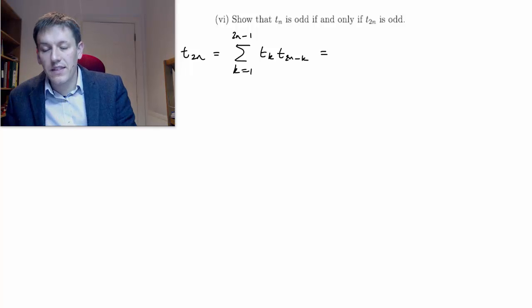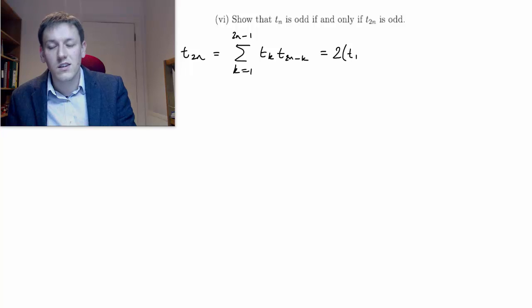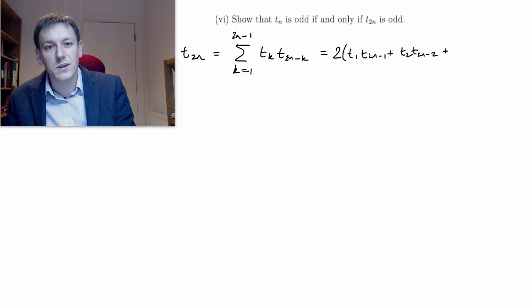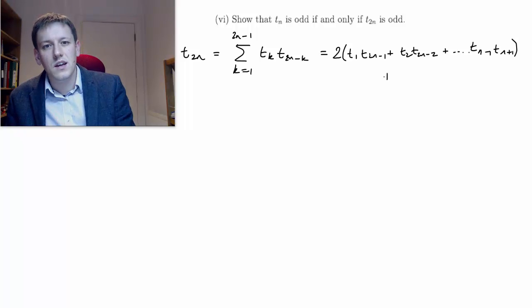And now by what we've noticed before, this is two lots of t1 times t(2n minus 1) plus t2 times t(2n minus 2), etc. So it's 2 times all of these, and the last one of this type, if you think about it, would be t(n minus 1) times t(n plus 1). We haven't quite got to half of 2n, which is tn. That'll be the last one of those terms, and then on its own I'm going to have tn.